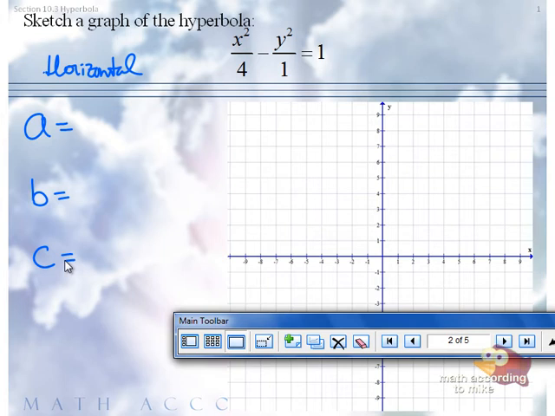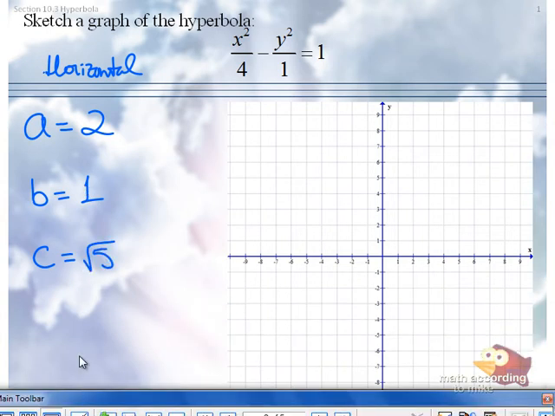For a hyperbola, a is always the first denominator there, or a squared, I should say. So if a squared equals 4, what does a equal? 2. And if b squared equals 1, what does b equal? 1. And if c squared is a squared plus b squared, what does c equal? Square root of 5.